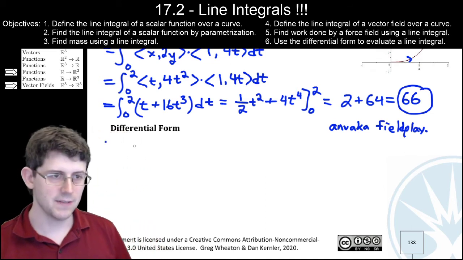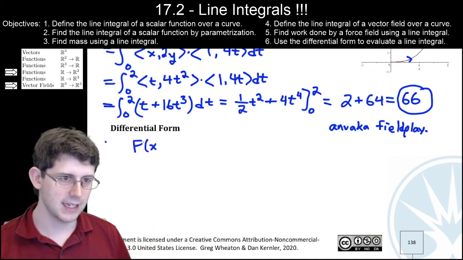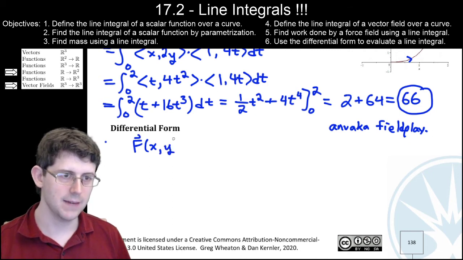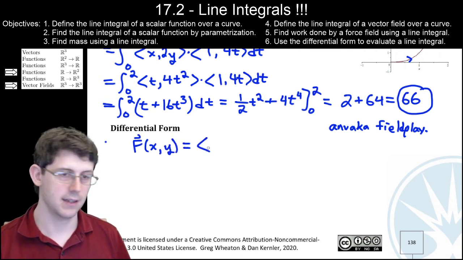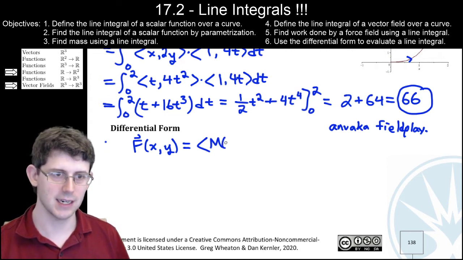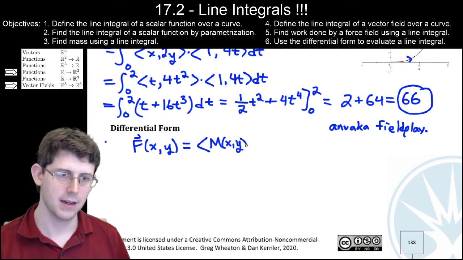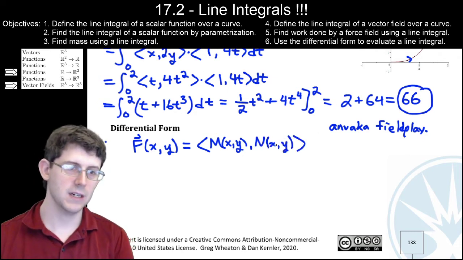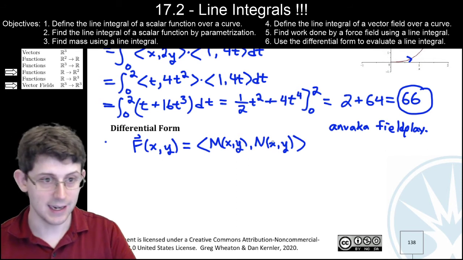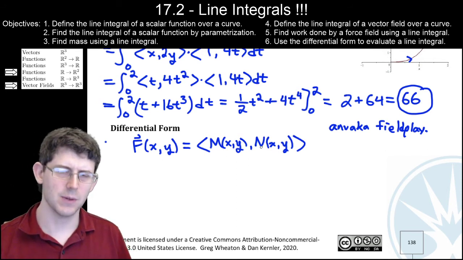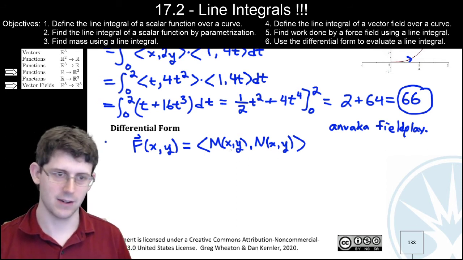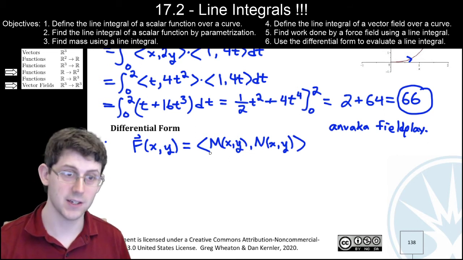So to write down the differential form, let's say you have your vector field, F of x, y, and you write it like this. Your vector field has two functions in it, and you'll call them M and N. Because you've written your vector field as M, N, now these are functions that we can take the derivative of like normally. So let's see how that shows up.